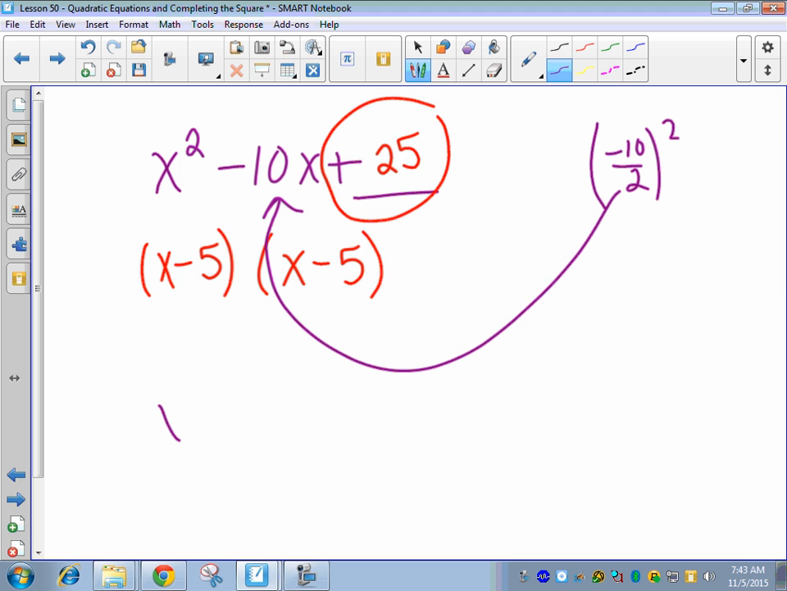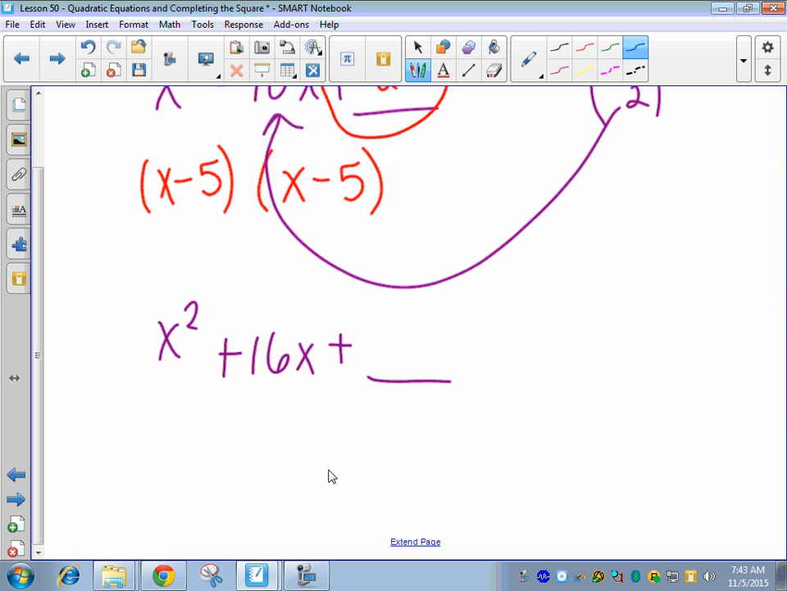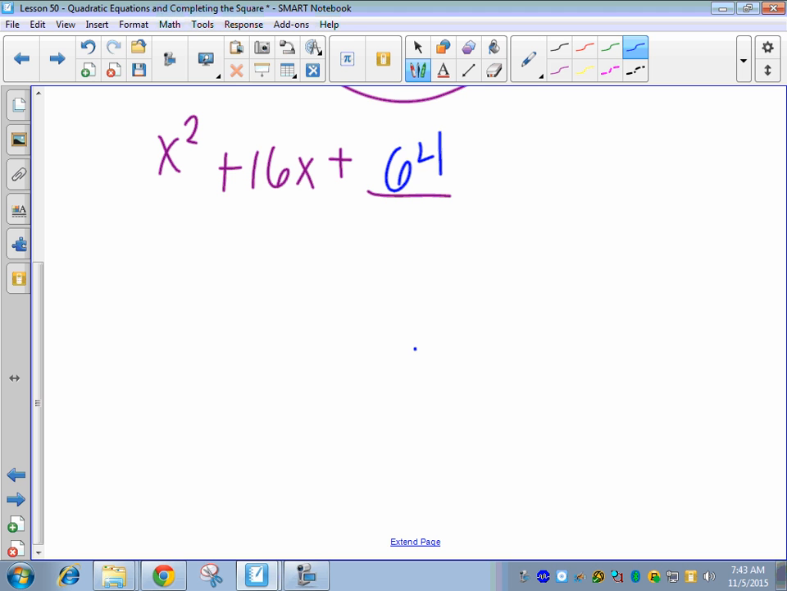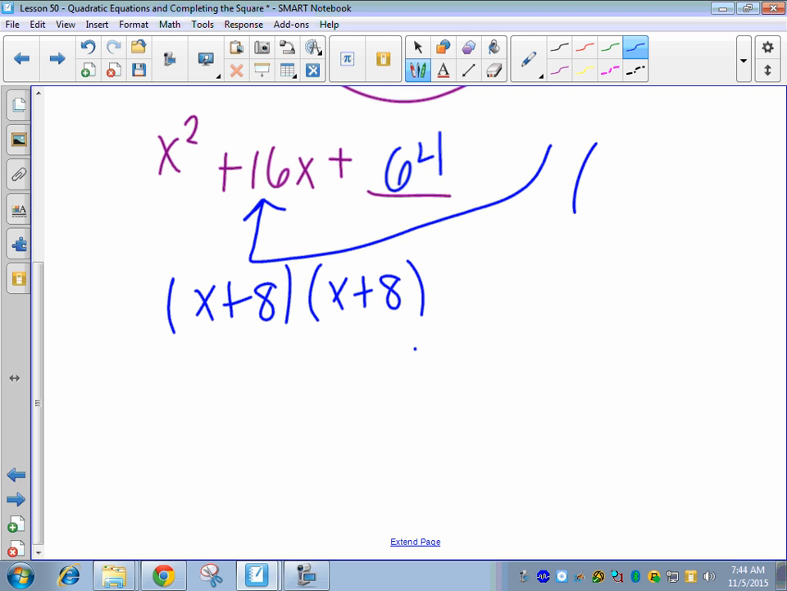All right, so let's do another one. X squared plus 16x plus a space. So what number would make this a perfect square trinomial? Let's go with Rachel. What do you think? Yeah, 64. Okay, x plus 8 times x plus 8. Again, how did we get this number? We take half the middle number and we square it. Okay, so half the middle number and square it is what you kind of want to memorize.